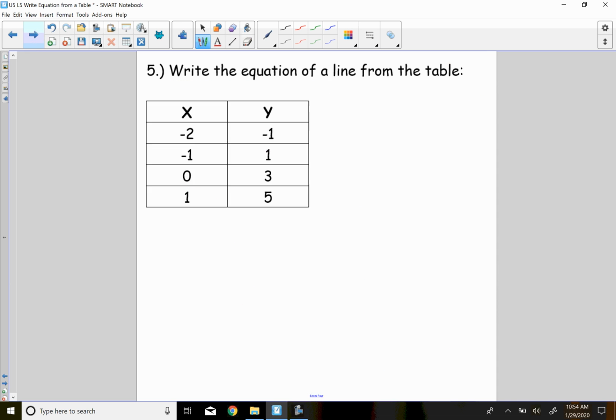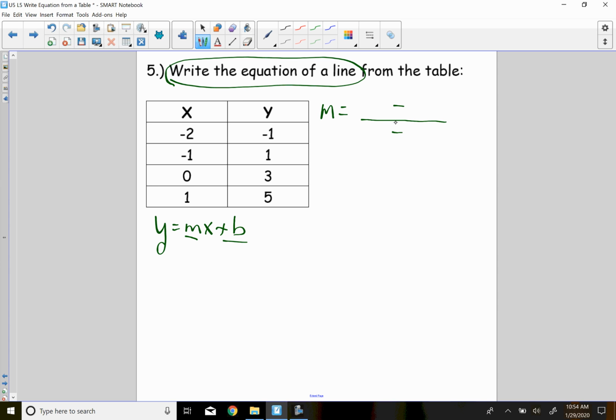If you look at number 5, let's try this together one more time. Again, the end goal is to write the equation of a line, something that has y equals mx plus b, with m and b filled in. I'm going to start with the slope. Slope is y2 minus y1 over x2 minus x1.